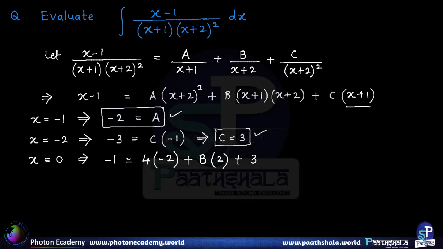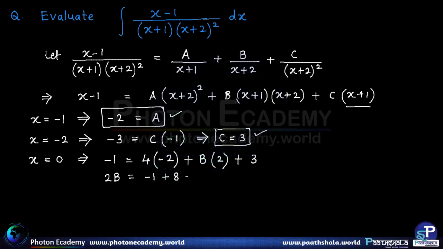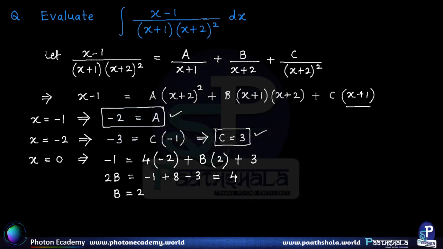So we have just 3 there, right? Now, let us simplify this. We have 2B equal to minus 1, taking the minus 8 on the other side, we have plus 8 and subtracting 3, so that gives us 8 minus 4, which is 4, so that gives us B is equal to 2. So we have got the values of all the three constants.